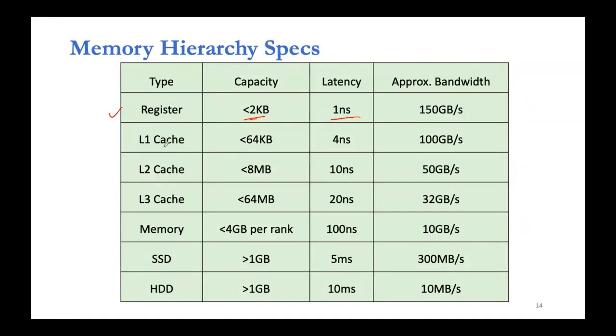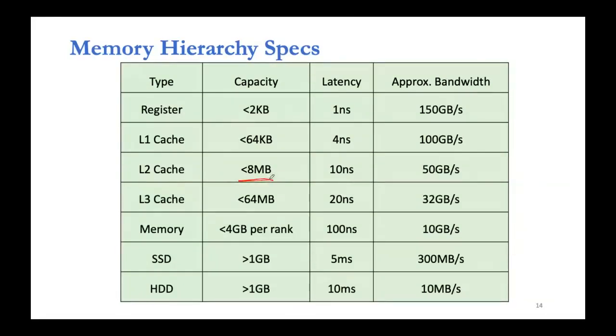Similarly, the L1 cache, in terms of its capacity, is 64 kilobytes. Out of that, 32 kilobytes holds the data and 32 kilobytes holds the instructions, and its latency takes at most 4 nanoseconds. The other cache, L2, has a larger capacity, and as the capacity increases, the latency to locate the data and load it into the CPU also increases.